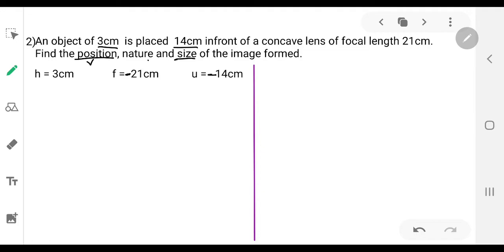Which formula can be used here? f is given, u is given. So the thin lens formula is used, just as there is a mirror equation in the case of mirrors. The thin lens formula is -1/u + 1/v = 1/f.